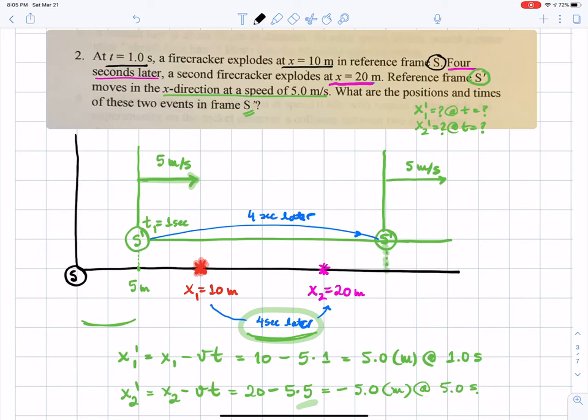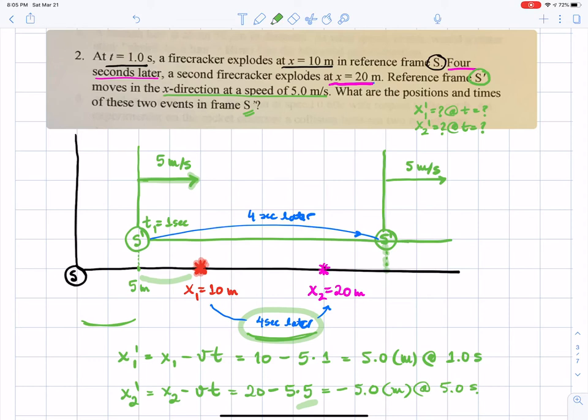So x1 prime is the position that the observer in S prime will see when the first firecracker explodes. So that will be x1 minus vt. So there will be 10 minus 5 times 1, for the velocity times t. So that gives you 5 meters. In other words, from the origin of S prime to where he perceives the x1 that was viewed in S is only 5 meters. And it's obvious, it's right here. You can see the distance between them.